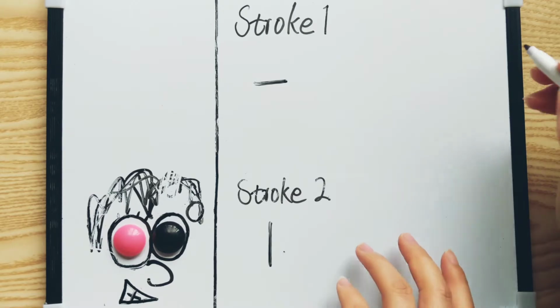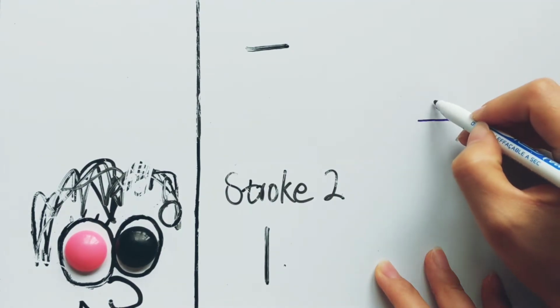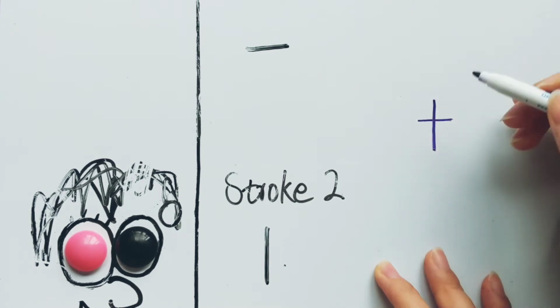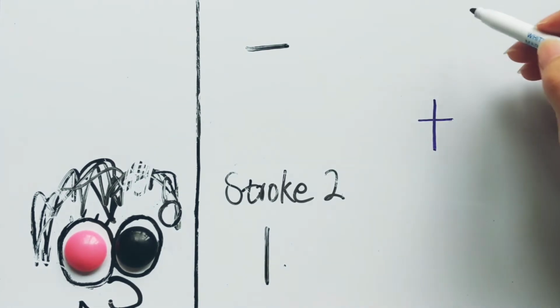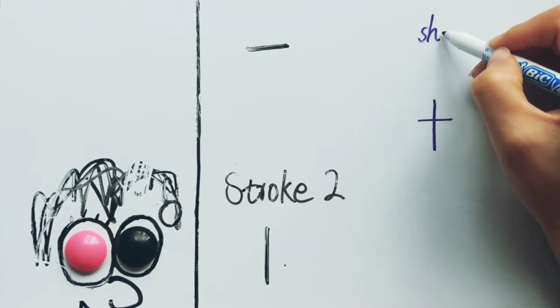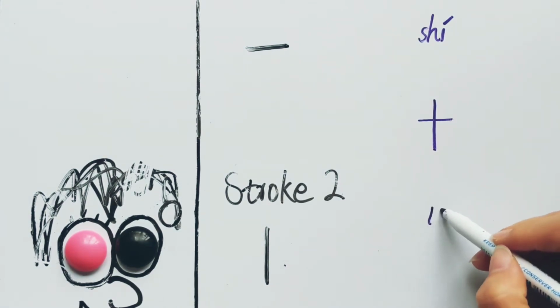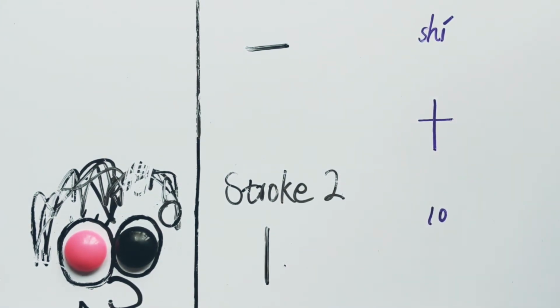First is number 10. Horizontal line first, and then vertical line. That's the pinyin to tell you how it's pronounced. It's 10, which means number 10. Okay? Next one.